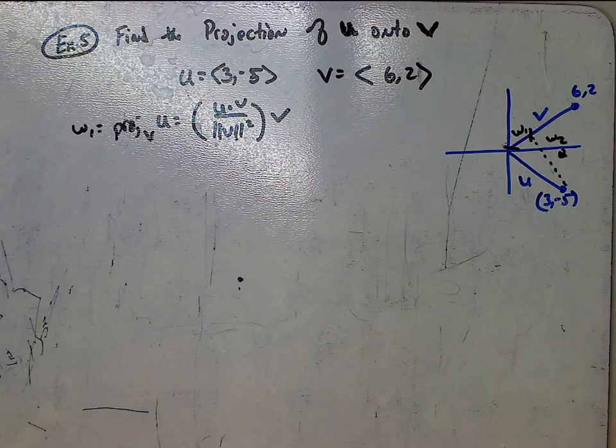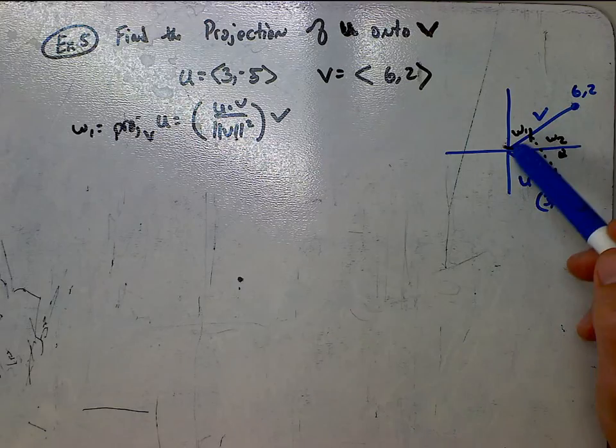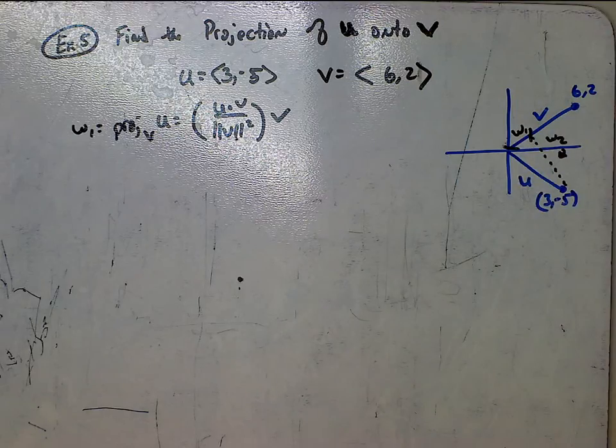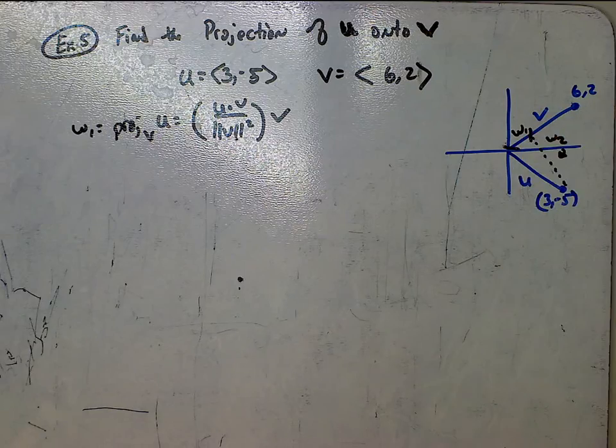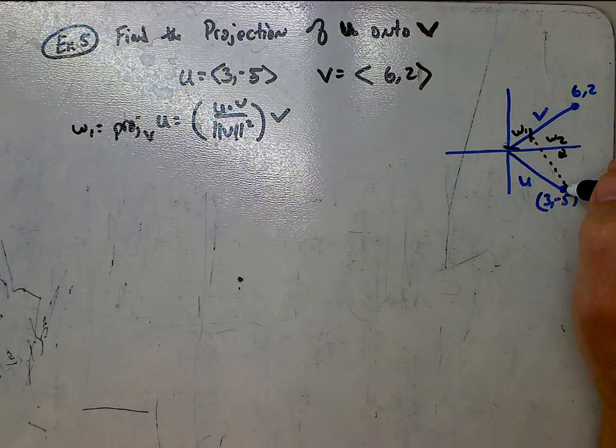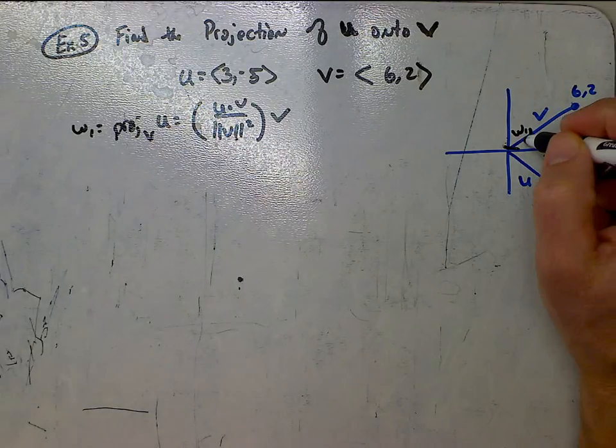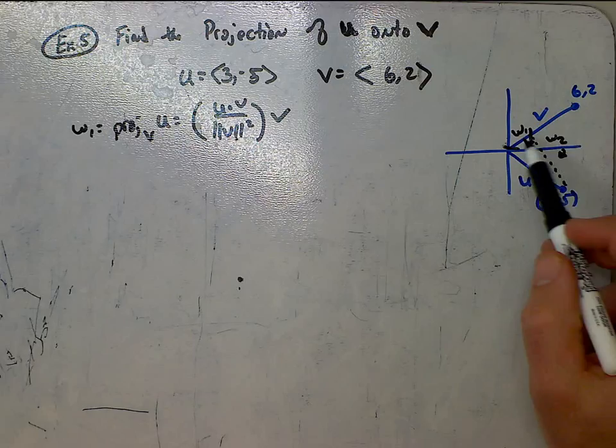Okay, for example 5, we're going to find the projection of u onto v. Notice I took the liberty of drawing vector v out here. It goes to 6, 2. U comes down here to 3, negative 5. And the projection of u, which is here, onto v is essentially a perpendicular distance from this point to this point. And it gives you two vectors, w1 and w2.